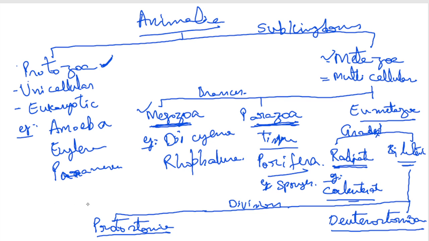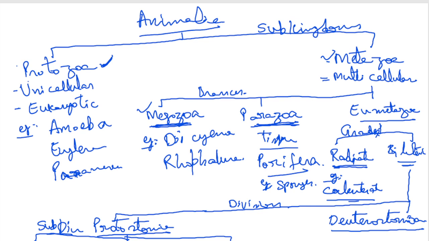The protostomia is again divided into three subdivisions. The first one is acoelomata, the second one is pseudocoelomata, and the third one is schizocoelomata. Like this, the protostomia is divided into three subdivisions: acoelomata, pseudocoelomata, and schizocoelomata.